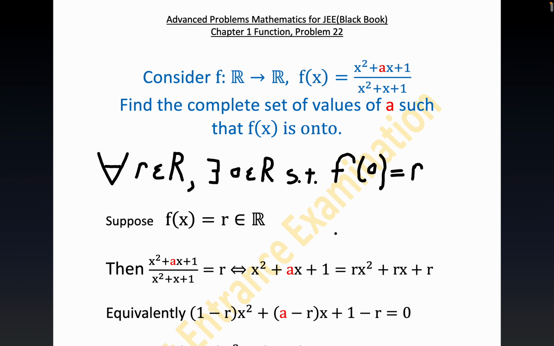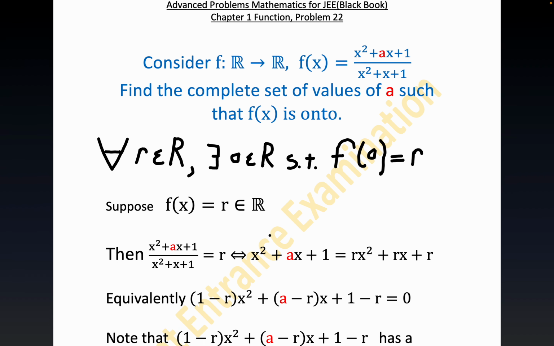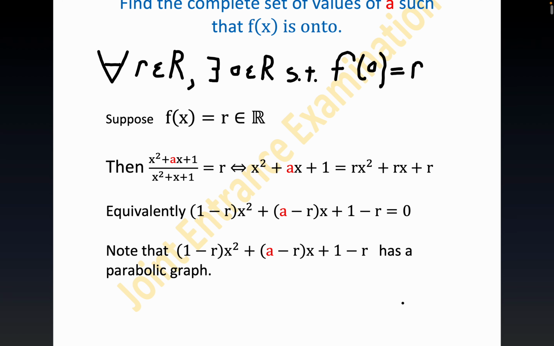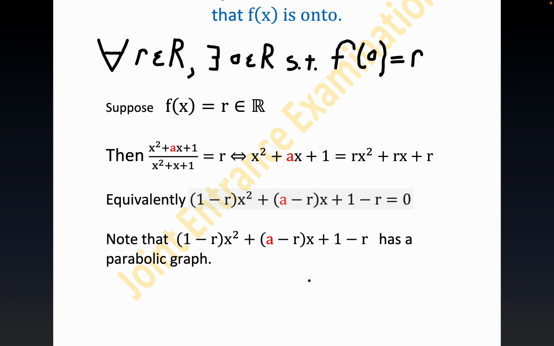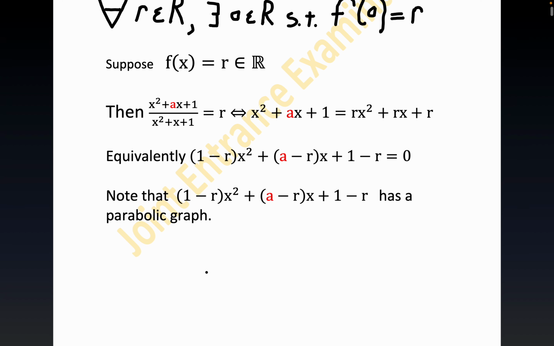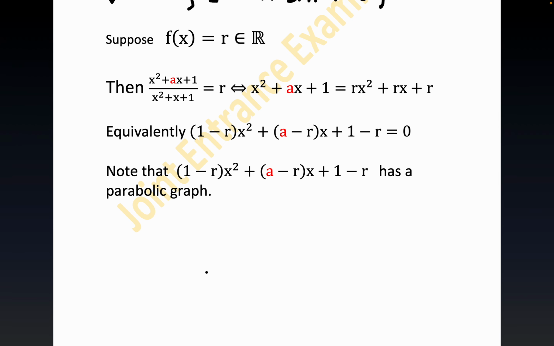All right, so now notice that we just literally follow along. We set R equal to the expression. After you do a little bit of algebra, you end up with this quadratic form right here. Now that's key, because the left-hand side of this equation has a parabolic graph. Now we can learn a lot from that, because you know that the graph is going to look something like this.